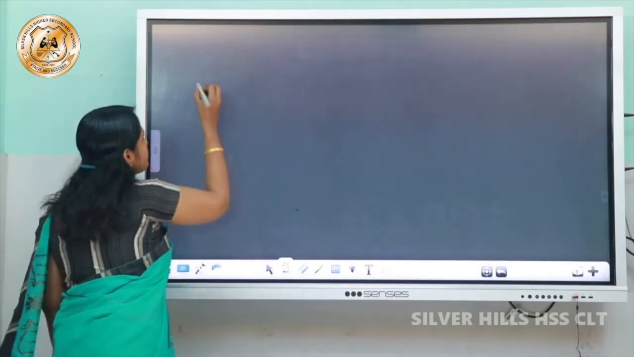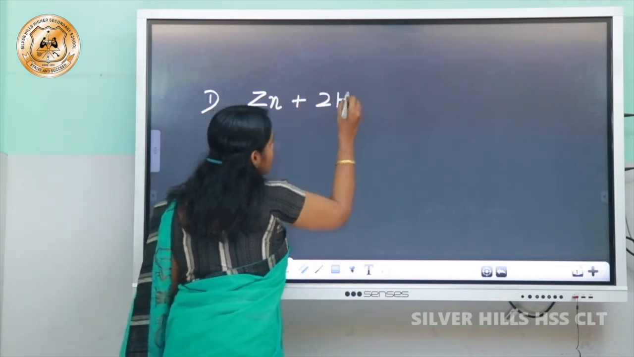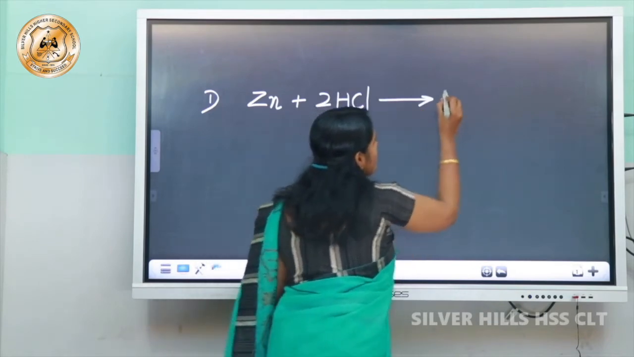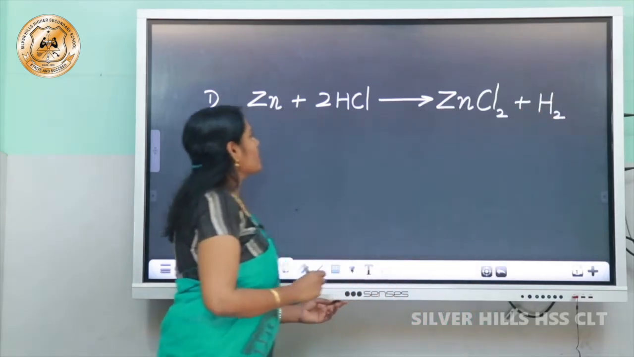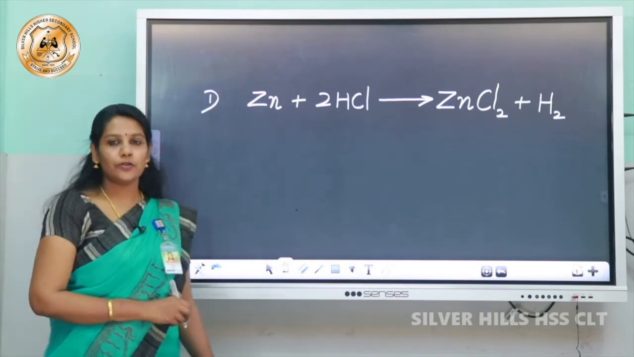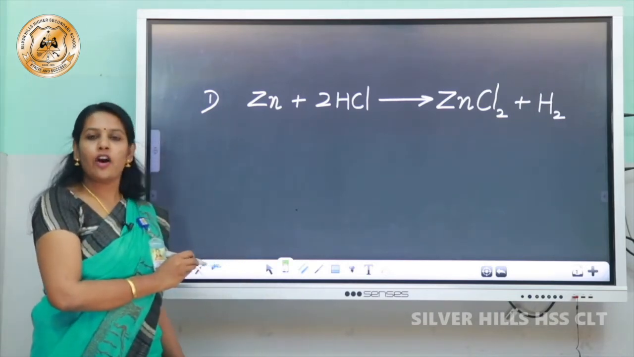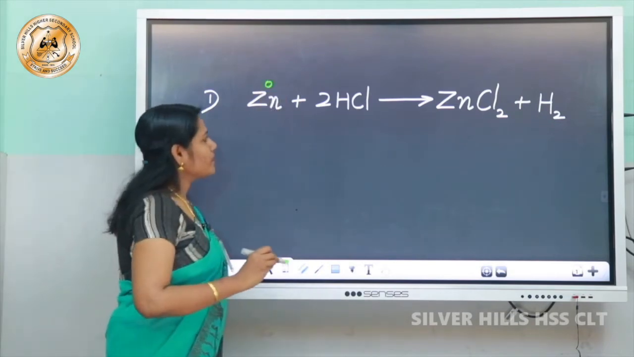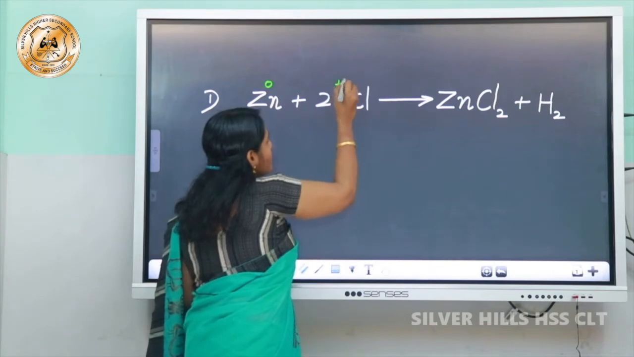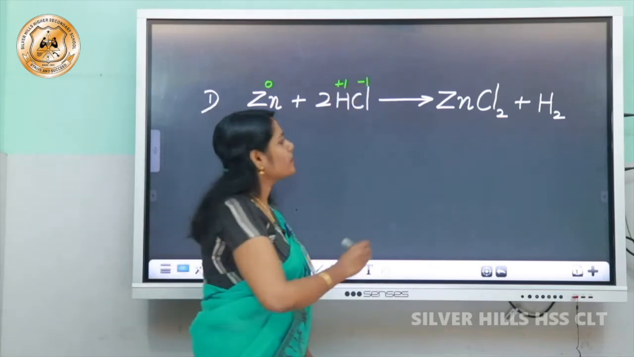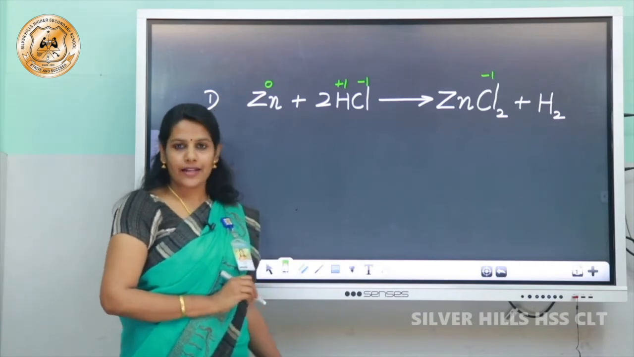The first reaction: Zn plus 2HCl gives ZnCl2 plus H2. Let us calculate the oxidation number of each element. Zinc is in the free state, so the oxidation number is 0. Then HCl: we know that the oxidation number of H is plus 1 and Cl is minus 1, and altogether it is equal to 0. In ZnCl2, the oxidation number of Cl is minus 1.